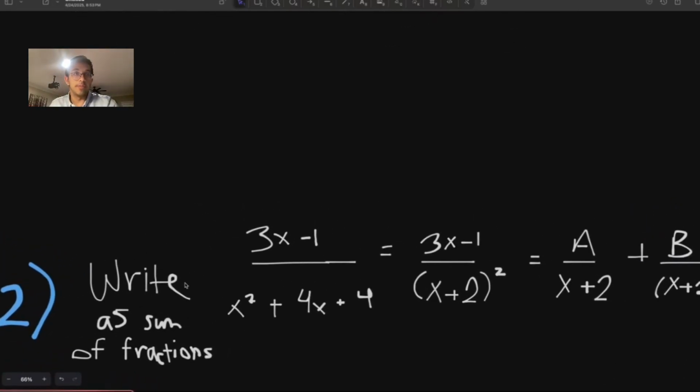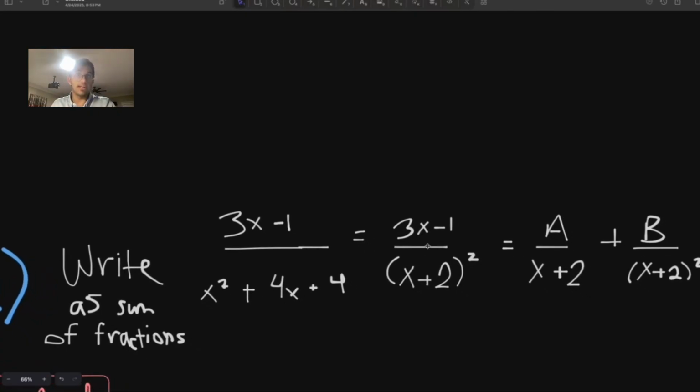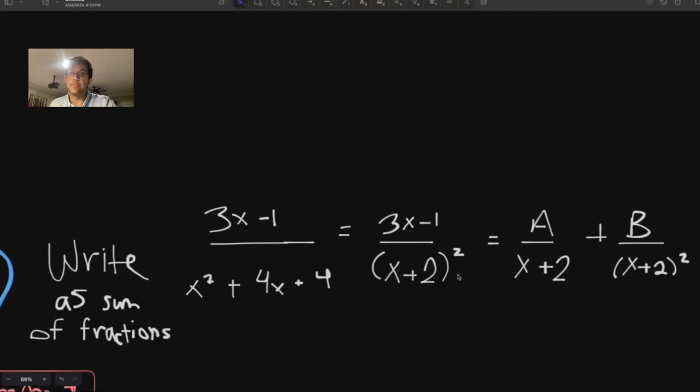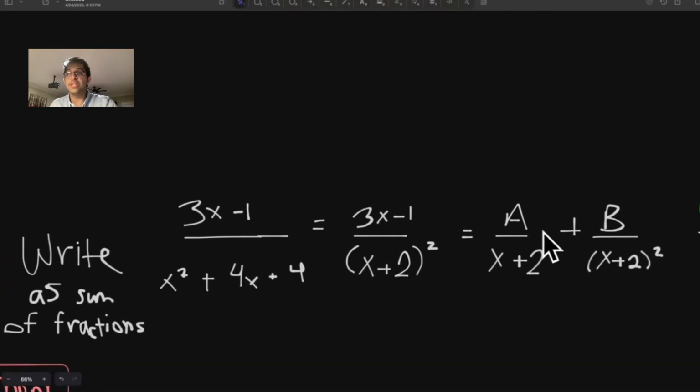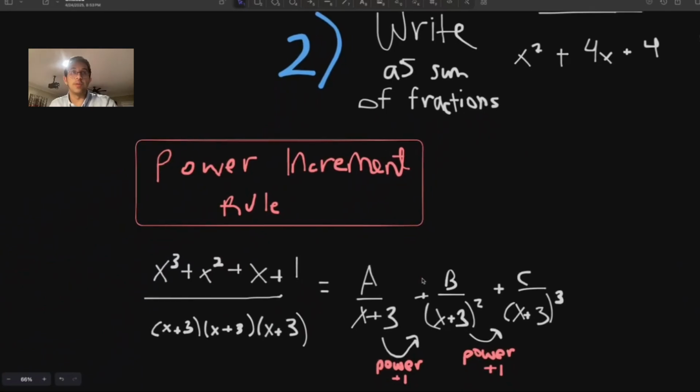Write as a sum of fractions. We have the function 3x minus 1 over x squared plus 4x plus 4. Simplifying this, it's 3x minus 1 over x plus 2 squared. One thing I want you to notice here is that we're not doing the typical first term times second term. Because if we had done what we did earlier, it would be a over x plus 2 plus b over x plus 2. But since we're dealing with something that's not a power of 1 in the denominator, we're going to use something called the power increment rule.